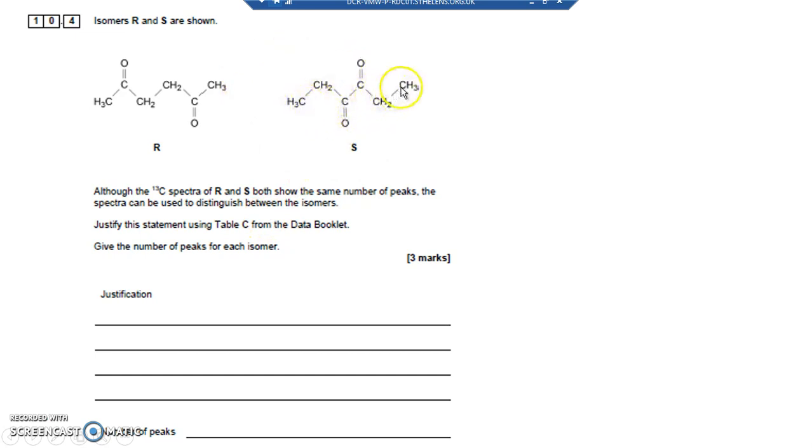Let's check. 2 CH3s at either end, yes, that's one carbon environment, one peak. CH2 is next at carbons 2 and 5, that's the second peak, and then the 2 COs at 3 and 4, they're both the third peak, so they've both got 3 peaks. Now, how can we use that? How can we use the data to determine between them?